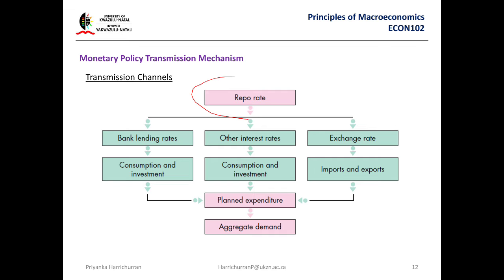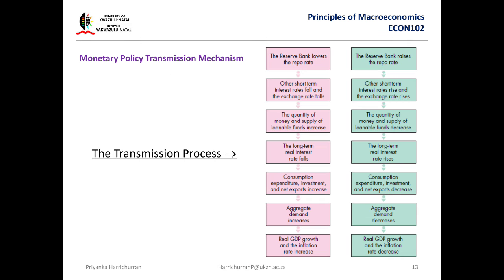So the way the repo rate affects demand at the end of the day is through all these components: the exchange rate, the interest rate, lending, but we'll discuss it over here now, okay? I want you to look at number one and the last one. You can see over here, when the bank lowers the repo rate, the demand increases. When the bank raises the repo rate, the demand decreases. Everything in the middle will tell us how we got to that.